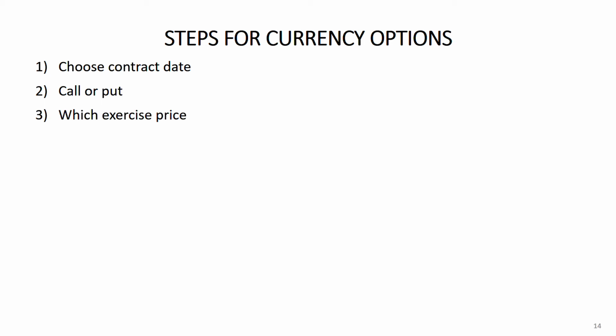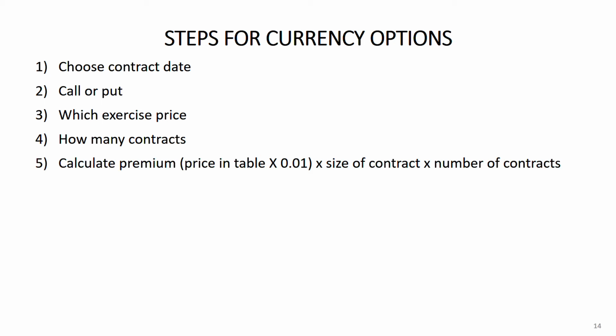Next, these are the steps for currency options. The way we have for futures, we have for options also. Most of the steps are similar to futures. So choose the contract date, March, June, whatever will be given to you, same as futures. Second, call or put. In futures, we say whether we are buying or selling the future. Here we say whether it's a call or a put. Third, which exercise price will be given to you. Sometimes they might give you 3 exercise prices, but still they will tell you which exercise price to use. So you don't have to worry about choosing one. Fourth, how many contracts, worked the same way as for futures.